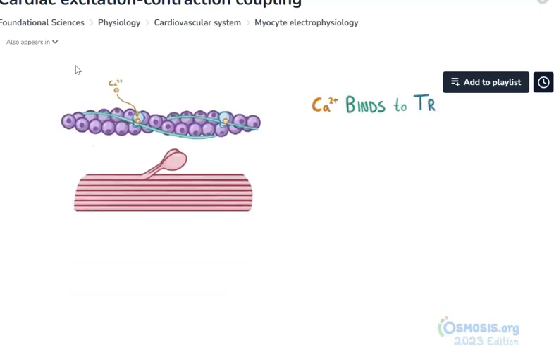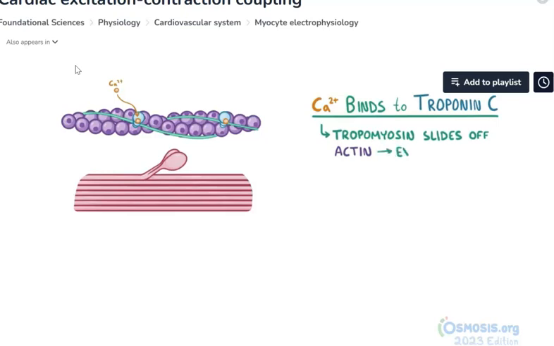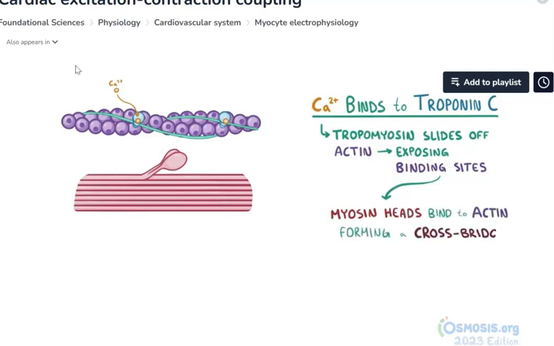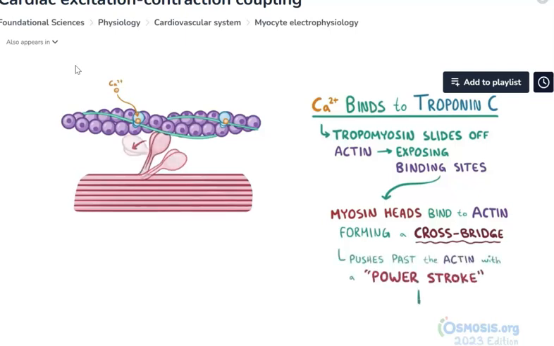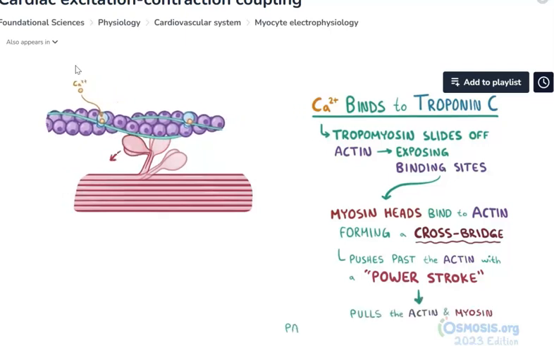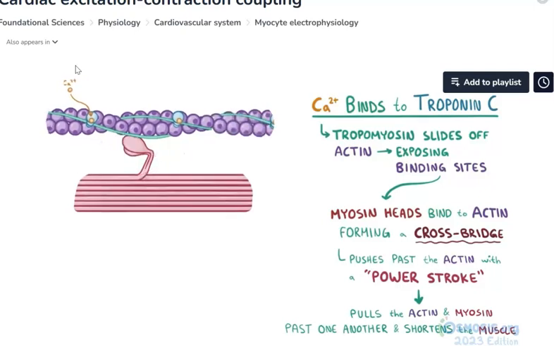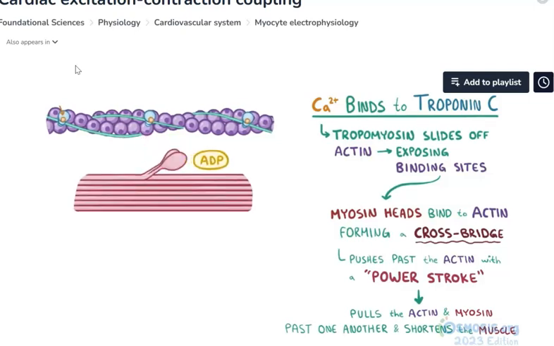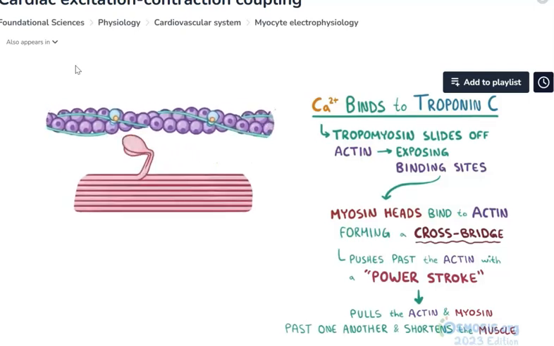Those calcium ions bind to troponin C, and that causes tropomyosin to slide off of the actin filament, exposing the actin binding sites. At that point, myosin heads bind to actin, and this forms a cross bridge. When the parent's away, the children will play. The myosin head pushes past the actin with a power stroke, effectively pulling the actin and myosin filaments past one another and shortening the muscle. The myosin does this a few times with actin, binding, sliding past, reattaching, and then repeating this process and using up ATP along the way.